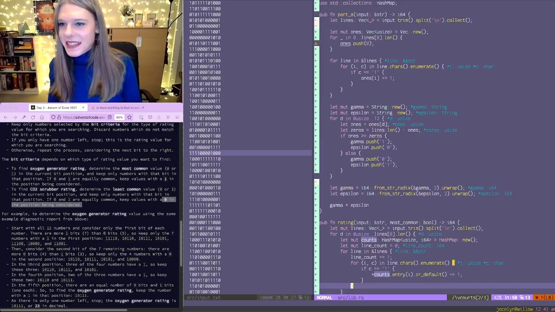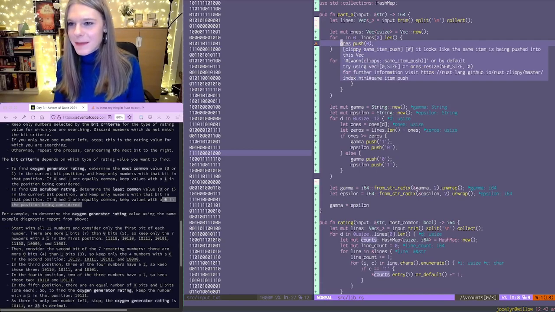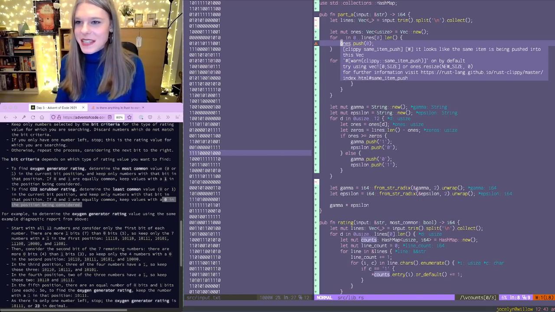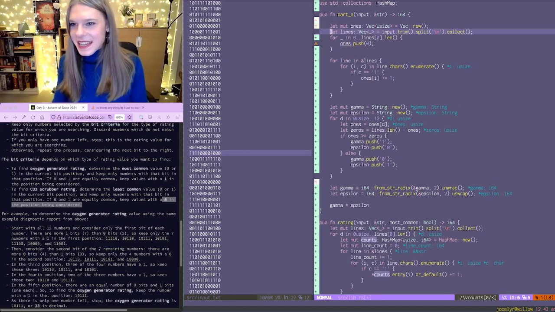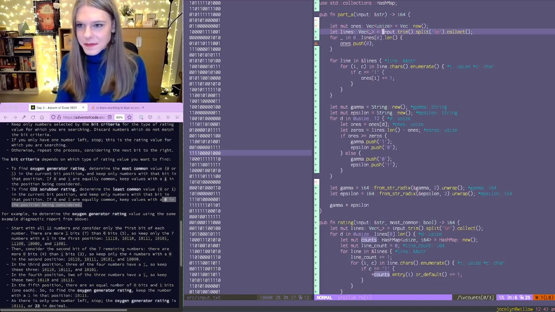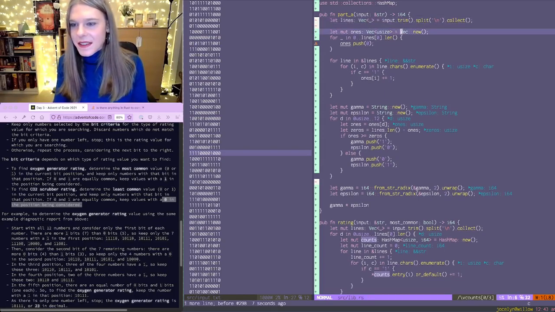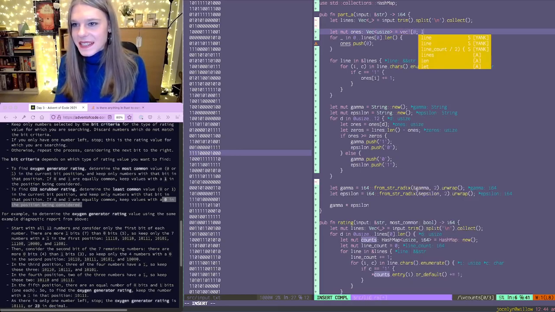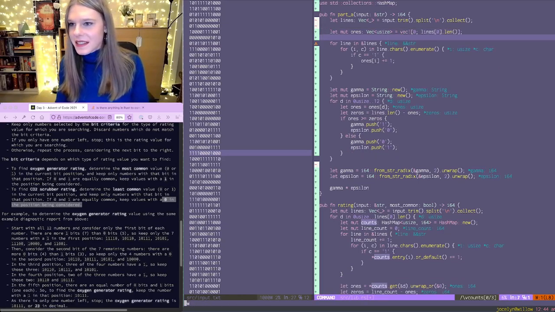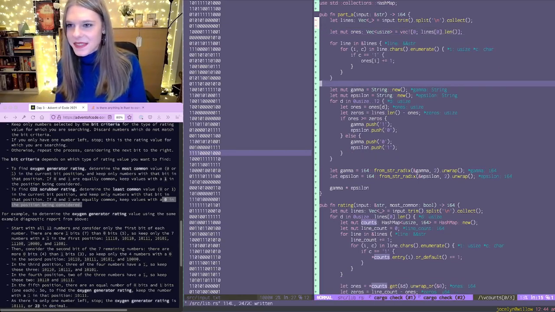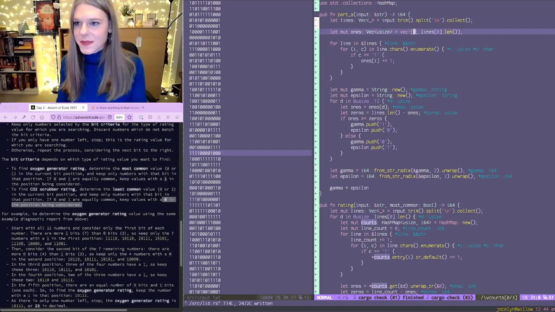The other thing here is just that I really like Clippy's hints. For example, I didn't know about this, but apparently I can do something like vec 0 lines 0.len, and if that works, that's pretty neat. We can even do this. Yeah, that's a really nice hint.